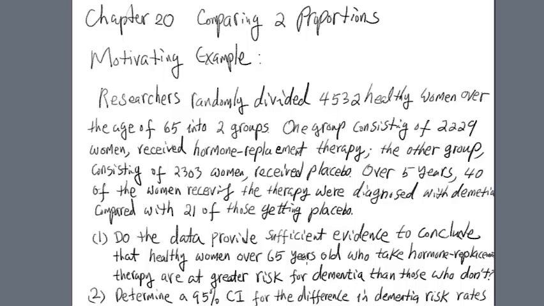And question 2, we need to determine a 95% confidence interval for the difference in dementia risk rates for those women who take hormone replacement therapy and those who do not. So we're going to show standard procedure for tackling the two problems. First of all, we're going to talk about the general procedure of testing two proportions.